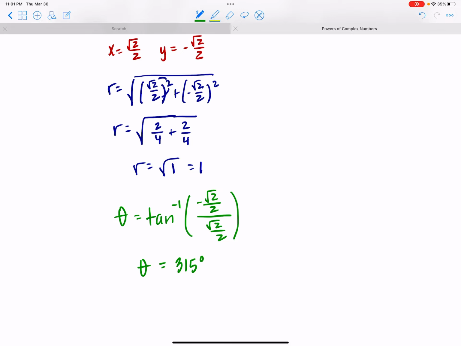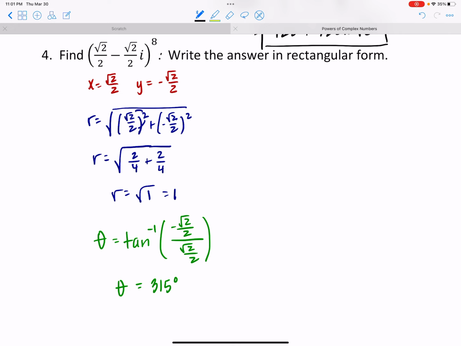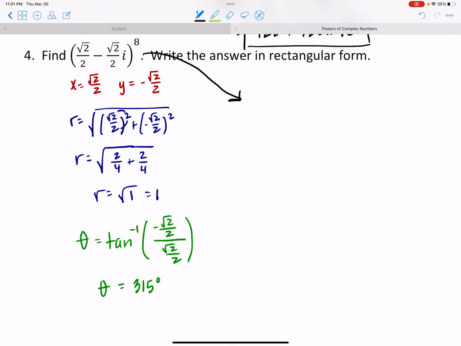All right, so now we know that we are looking at the complex number in polar form. We're looking at r cis theta, so 1 and then cis 315 degrees. We're raising that to the 8th power. So we want to take the 1 and raise it to the 8th power, which obviously is going to be 1. And then we want to take the 8 and multiply it by the 315. So 1 to the 8th is just going to be a 1 here.